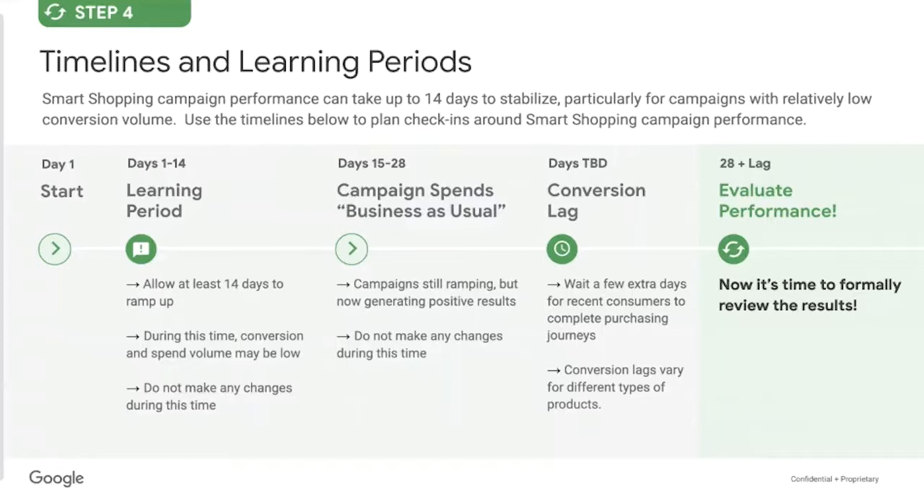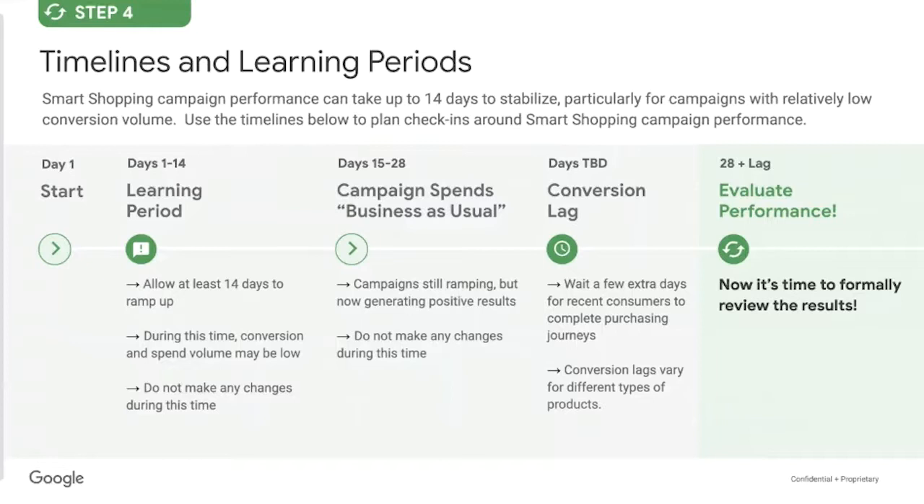However, please know that after 2 weeks, we typically see that volumes ramp up. It is important not to make any changes to the campaign settings or campaign structure at the beginning. Wait a few extra days for users who saw the ads during days 15 to 28 to convert. Ideally, do not make any changes.